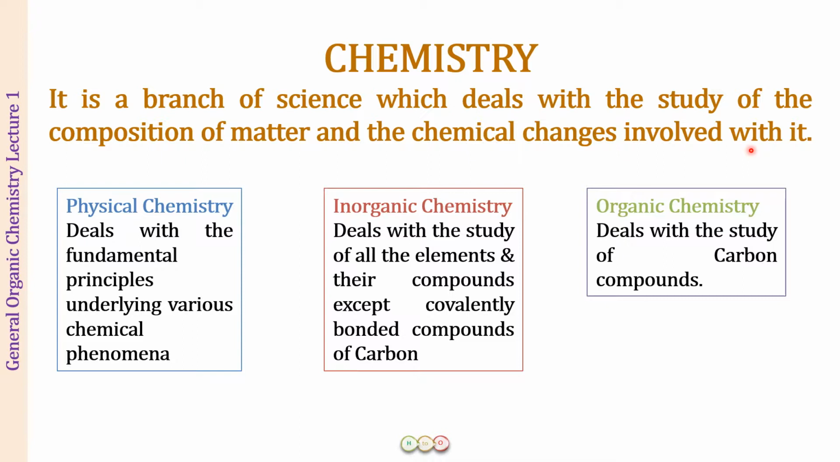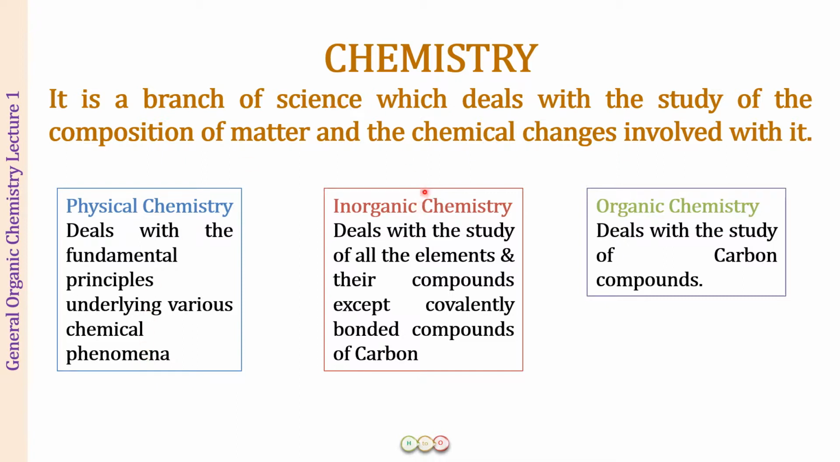As far as the branches of chemistry are concerned, we are going to broadly classify chemistry into three branches: physical chemistry, inorganic chemistry, and then organic chemistry, which we are going to start studying in this course. Physical chemistry deals with the fundamental principles underlying the various chemical phenomena. For example, how gases interact with each other, how a gas interacts with a liquid, or how a gas interacts with a solid. All these discussions are a part of physical chemistry.